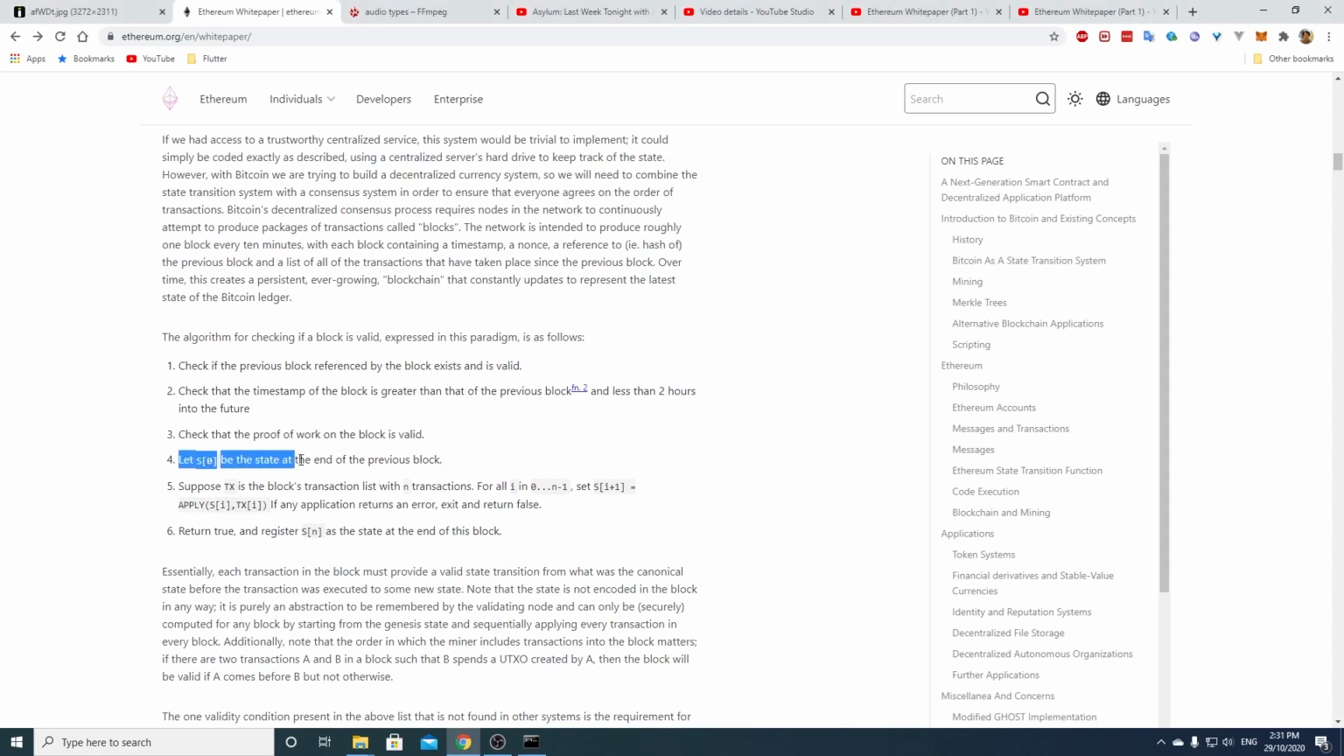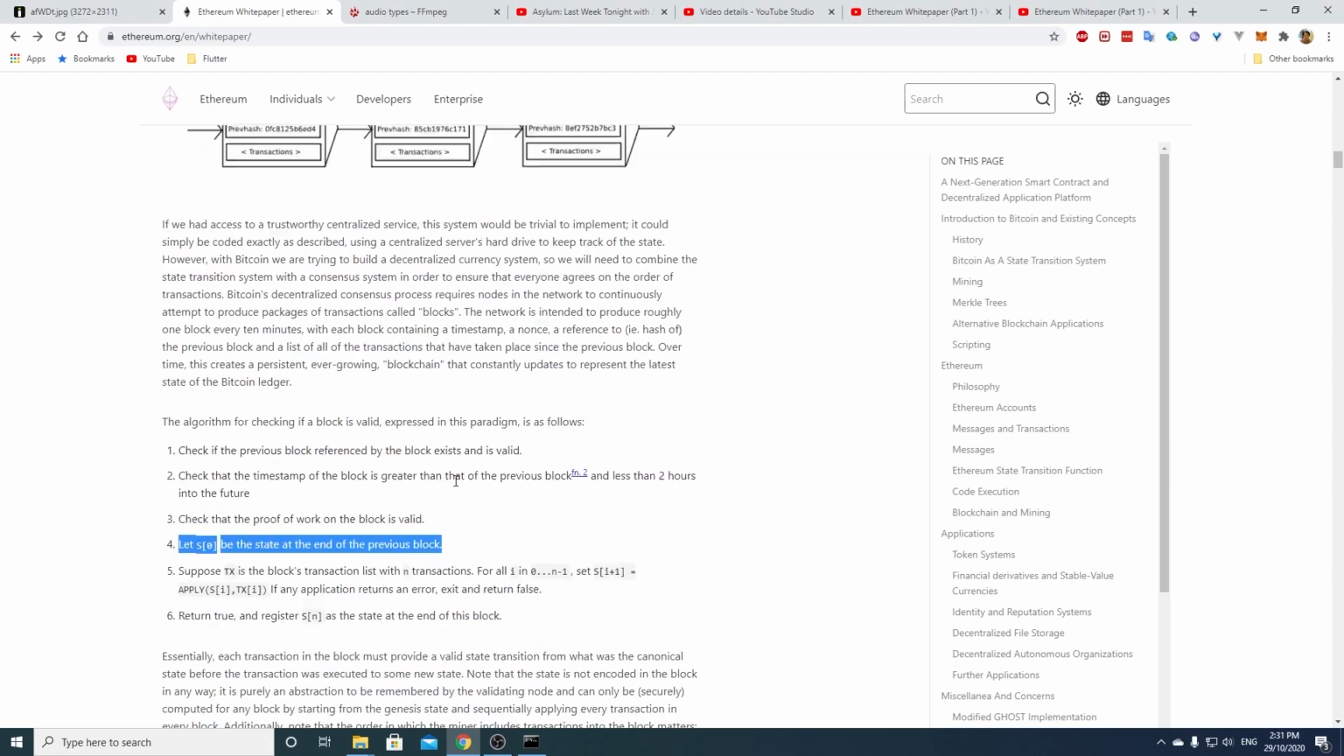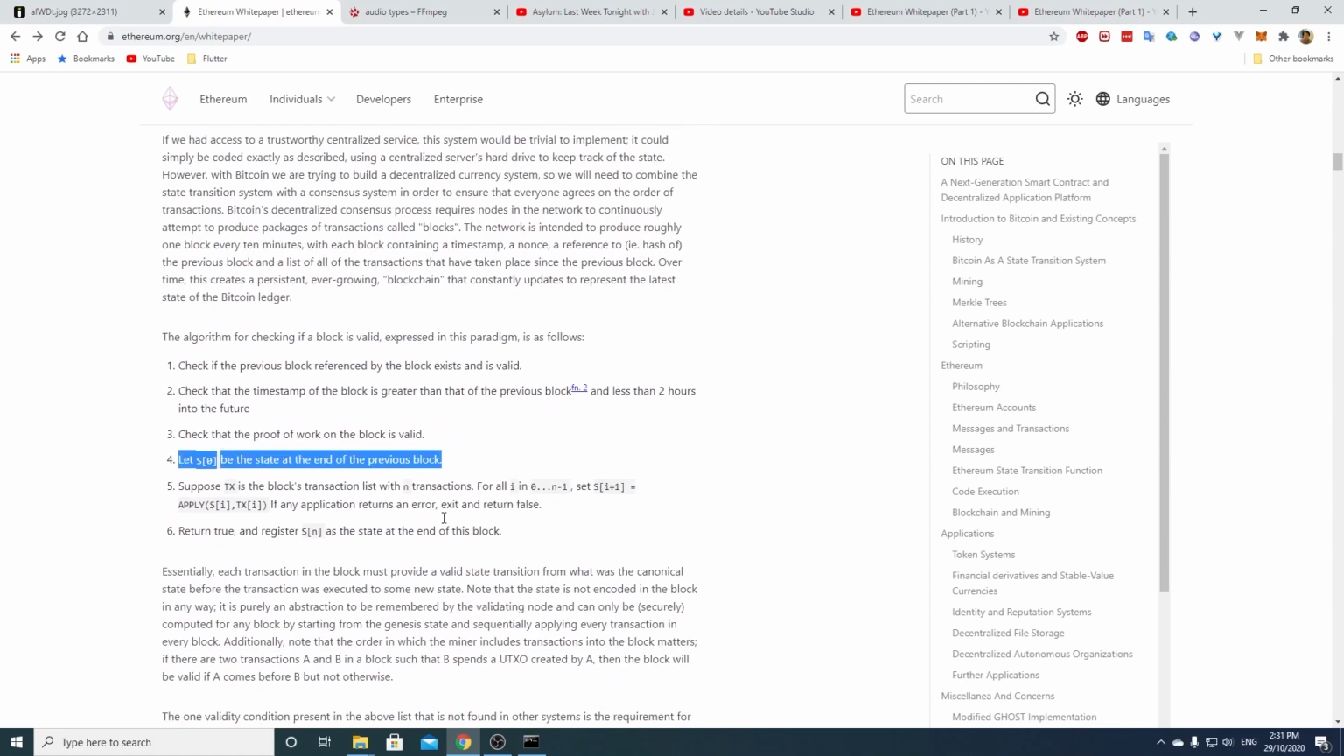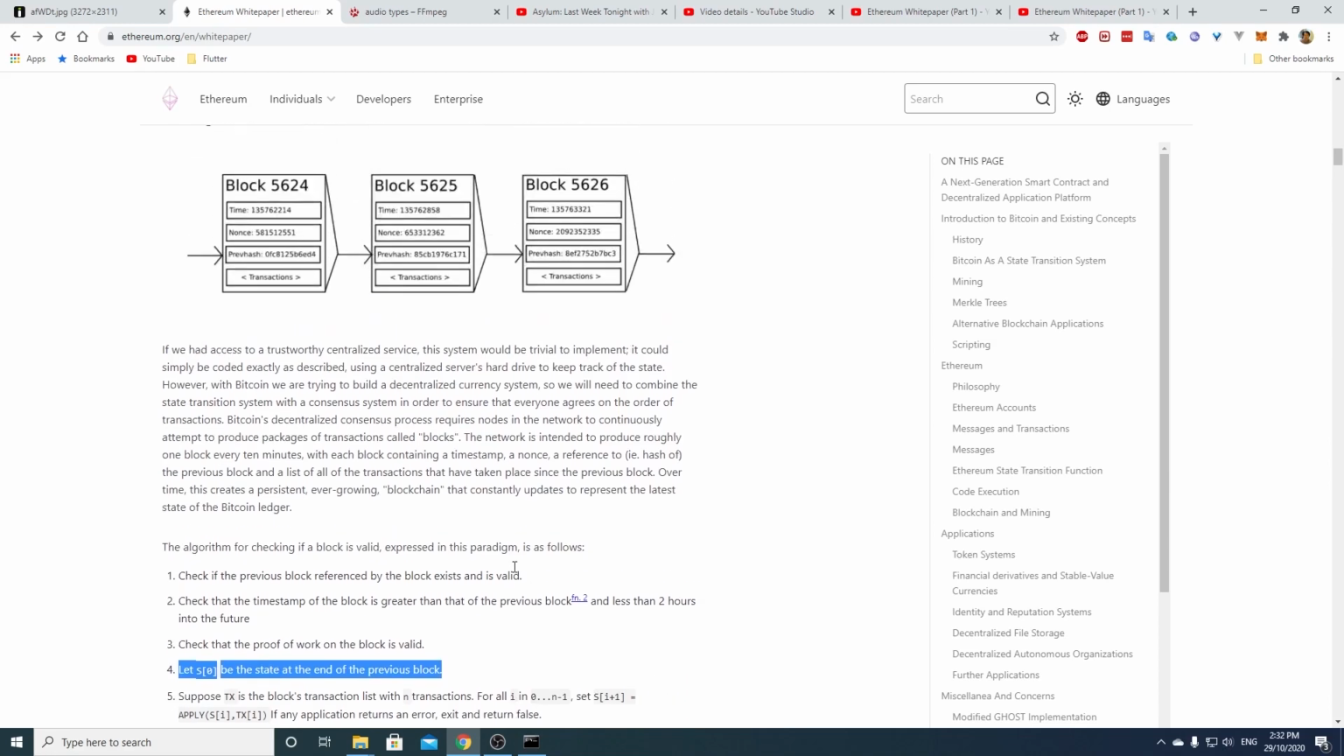So let S0 be the state at the end of the previous block, and suppose CX is the block transactions list with n transactions. So in this guy here, we have n transactions, right? And then we do for all i in 0 to n minus 1, so it goes from 0 to n minus 1 inclusive, and you apply the transaction. That is actually a fancy way to say that you just apply each transaction one after the other.